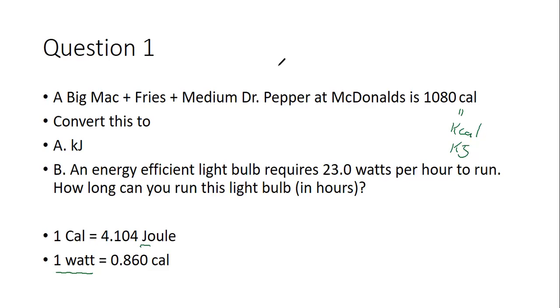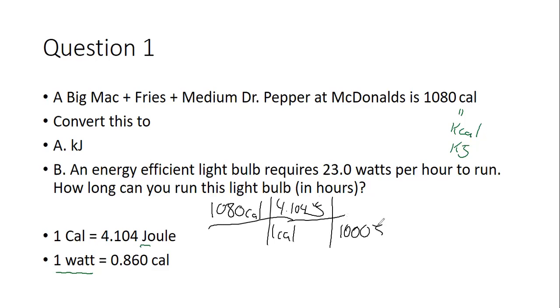All right, so our first problem, hopefully we're really comfortable doing conversions, even though we've never done this conversion before. It's no different than what we've been doing. Right? So we have 1,080 calories. 1 calorie is 4.104 joules, which is given the unit of J. And there are 1,000 joules in 1 kilojoule. Yeah, so it'd be 4,432 joules or 4.432 kilojoules.